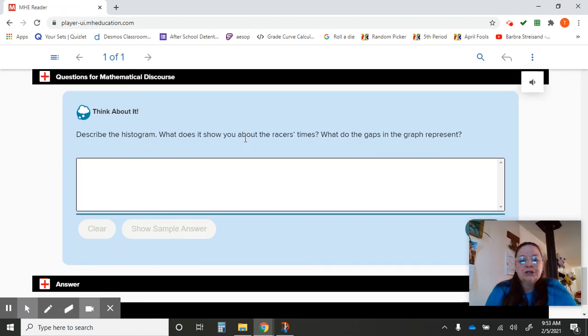Describe the histogram. What does it show you about the racers' times? What do the gaps in the graph represent? Write that answer down in your notes and have it ready to go for later.